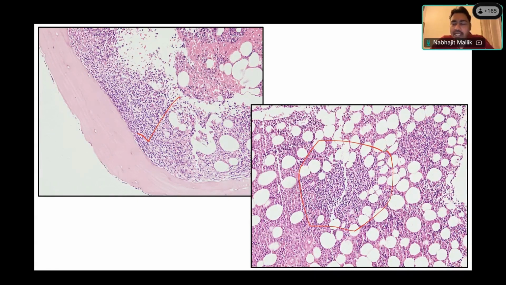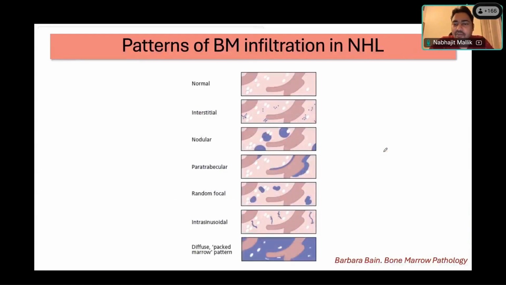Neoplastic, more, right? So we can have different kinds of bone marrow infiltration. This is a beautiful picture taken from Barbara Bain, Bone Marrow Pathology. Do read this book. It's a beautifully written book. The different kinds of infiltration that can be there are interstitial infiltration that you see here, some nodules that you see here, and this is paratrabecular.